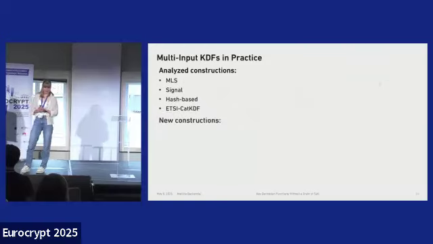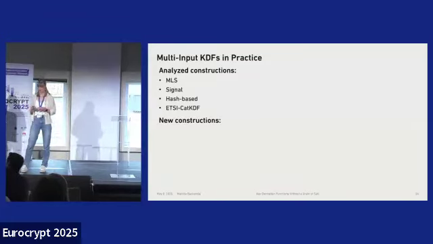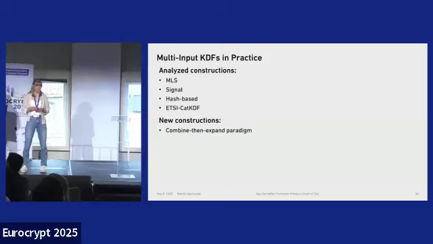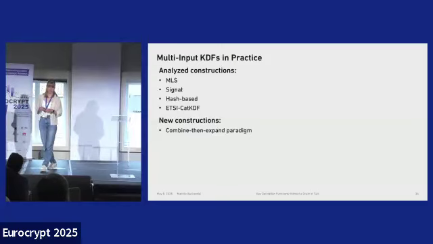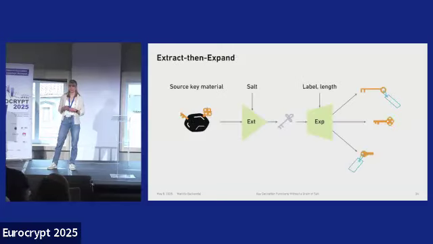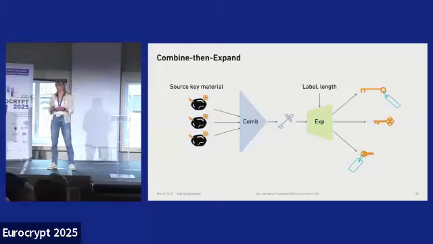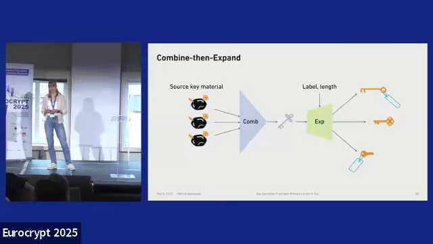All right, so now that we have a security notion for multi-input KDFs, we can also ask how to make new constructions. Towards this, we first propose a generic pattern, which we call the combine and expand paradigm. And this is, of course, inspired by the extract and expand paradigm of Krawczyk. So the difference here is that we replace the extractor with a combiner, which combines the multiple source key material inputs and doesn't take a salt.